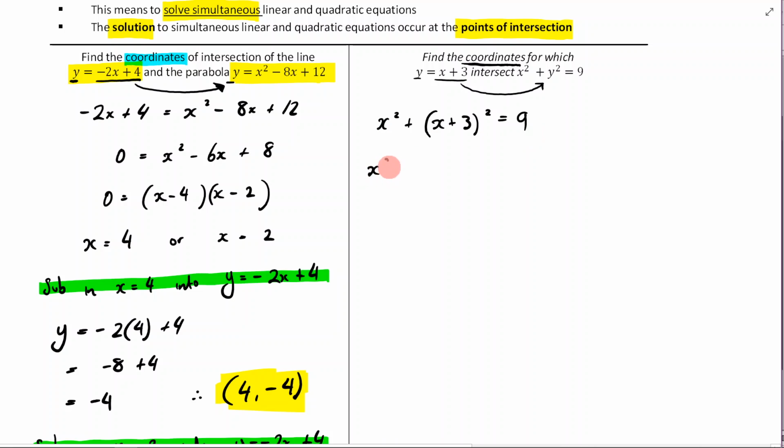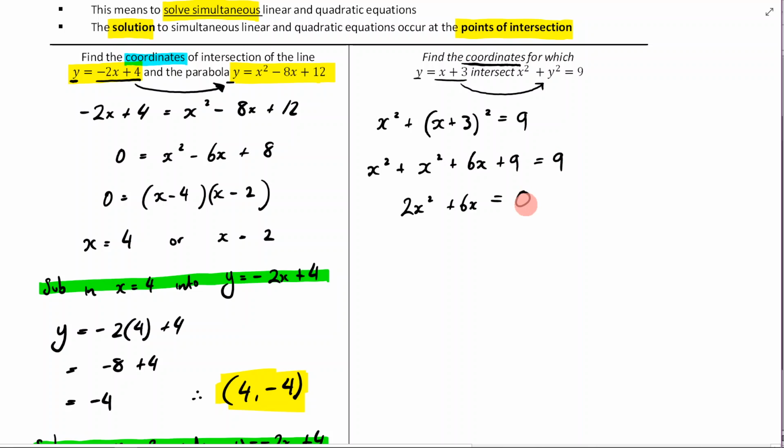So this is going to be x squared plus, remember the way that you expand out a perfect square is you square the first term, then you go 3 times x is 3x, times that by 2 is 6x, square the last term, which is 9, and this whole thing is equal to 9. Then we're going to gather some like terms here. I've got x squared and x squared, that's 2x squared, plus 6x, and then I've got 9 and 9. I can subtract this 9 over and be left with 0 over there.